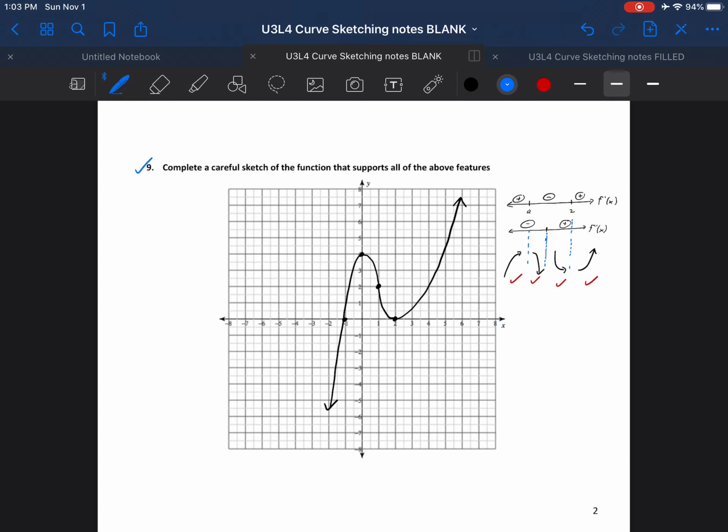So that's a pretty accurate graph. We have all the important points where either the first derivative or second derivative changes, and we also have the x and y intercepts and that.